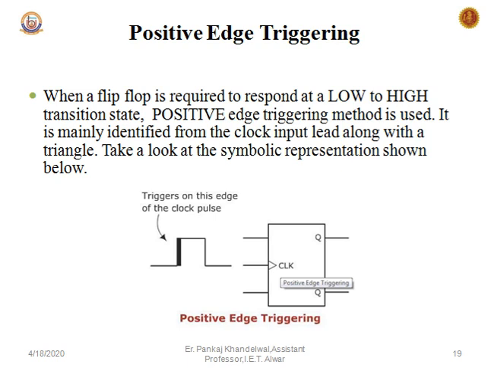When a flip-flop is required to respond at a low to high transition state, the positive edge triggering method is used. It is mainly identified from the clock input lead along with a triangle. Take a look at the symbolic representation shown below. It means when the signal goes from 0 to 1 at this edge, this is called positive edge triggering.